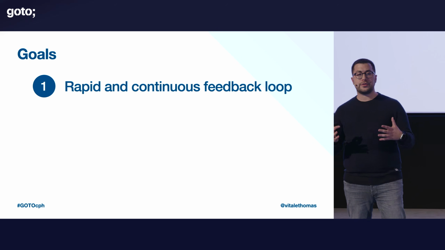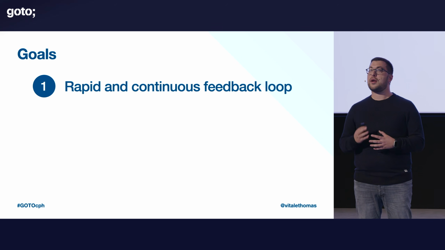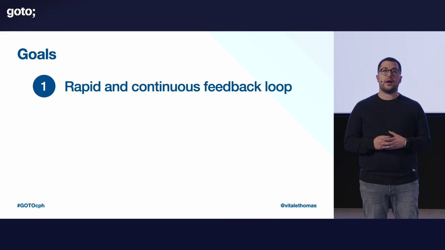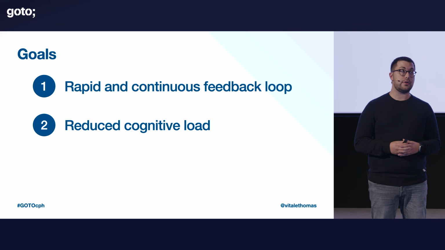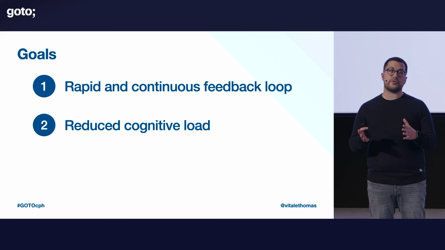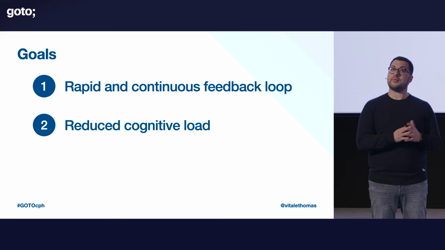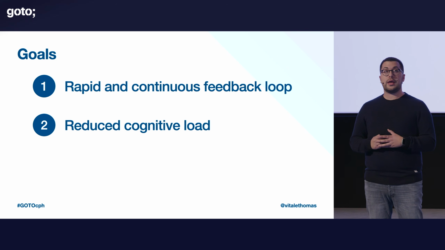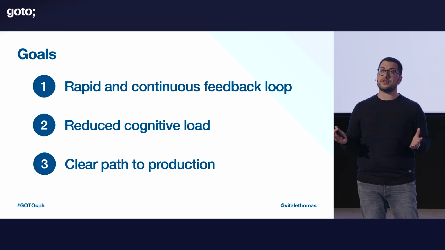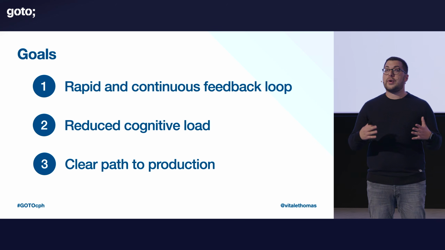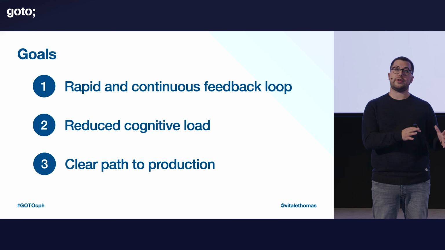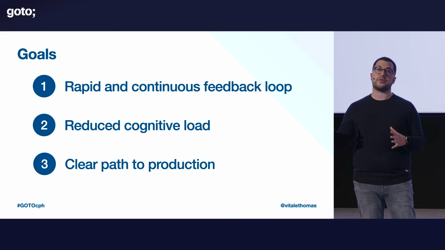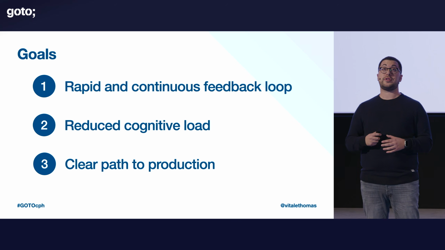First of all, I want to achieve a rapid and continuous feedback loop as a developer. I want to do that while also having reduced cognitive load. I don't want to learn 20 new things that are not related to the problem I'm solving within my application. And also I would like the solution to be part of a clear path to production. We can't solve the problem on the developer environment without considering the rest, without considering the whole path to production.